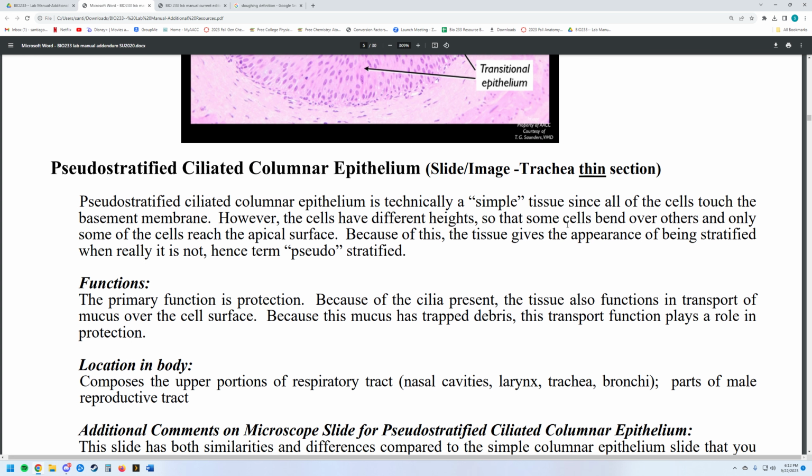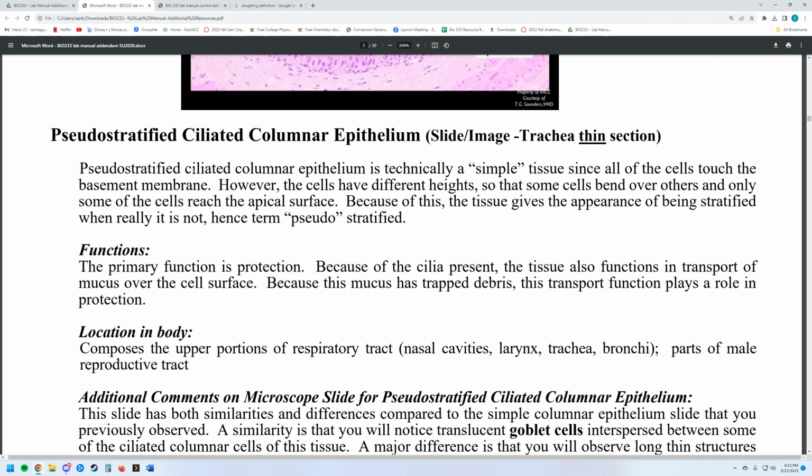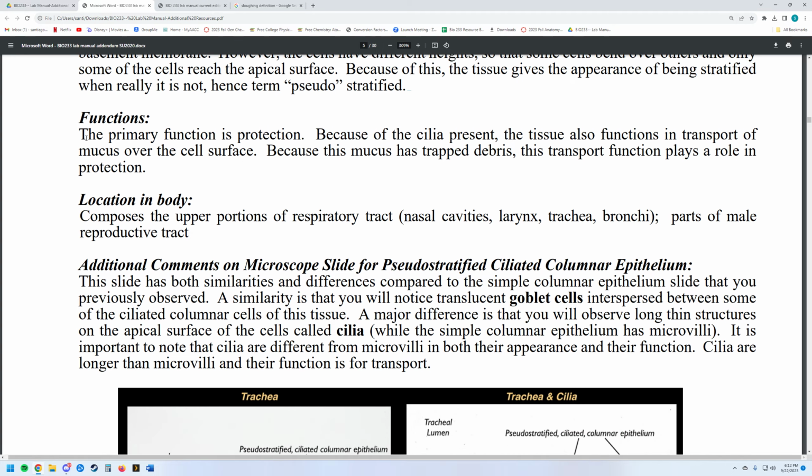Looks like the slide is of the trachea, the thin section. It's technically simple because cells touch the basement membrane. However, cells have different heights, so some cells bend over others, and only some of the cells reach the apical surface. That is interesting. Because of this, the tissue gives the appearance of being stratified when it's really not, hence pseudostratified.